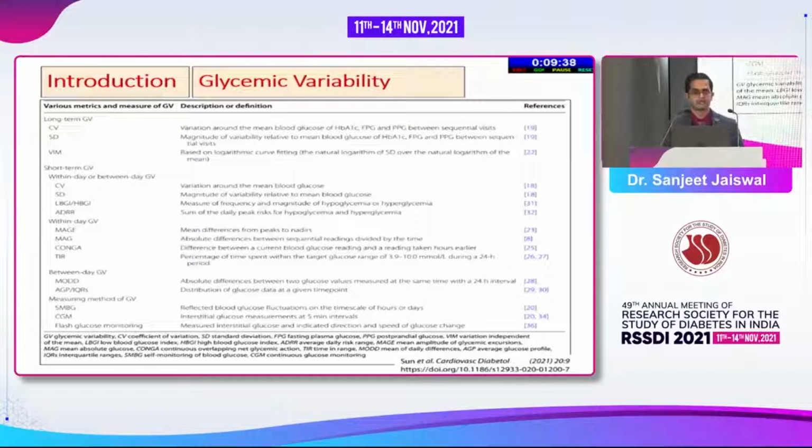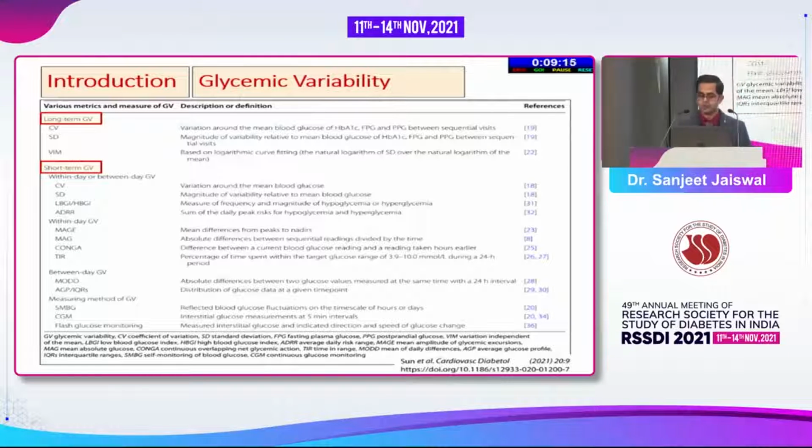So we know that glycemic variability is a variation over time. This variation can be long-term glycemic variation and short-term glycemic variation. We can measure long-term variability by CV or SD or variation independent of means. And short-term variation we can measure intraday, interday, like we can use MAGE, CONGA, and time in range parameters.